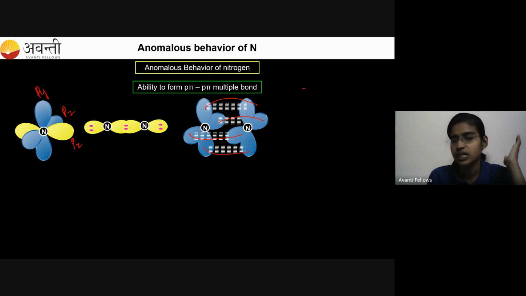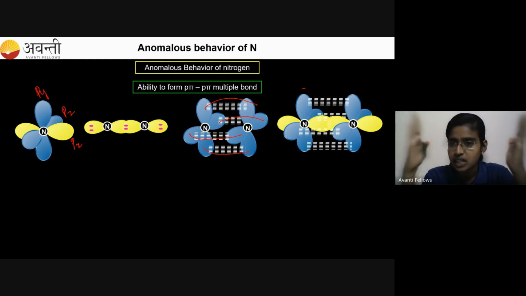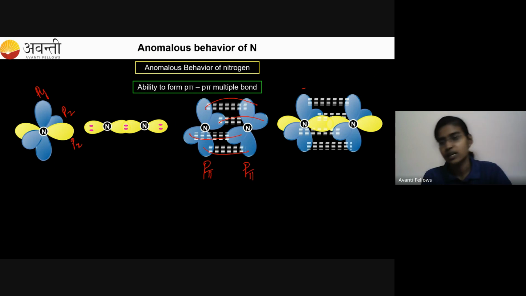Now I'll show you the picture which contains both sigma and pi. You can see, right? Head-on overlapping leads to sigma bond, and sideways overlapping leads to pi bond. The sideways overlapping, which leads to the formation of pi bond, is because of the overlapping of p orbitals on both the nitrogens. So it is called p pi p pi multiple bond.